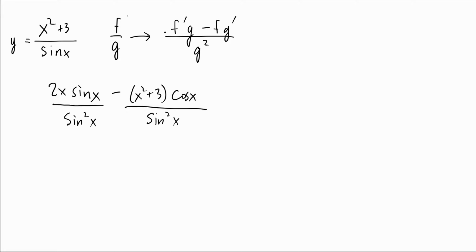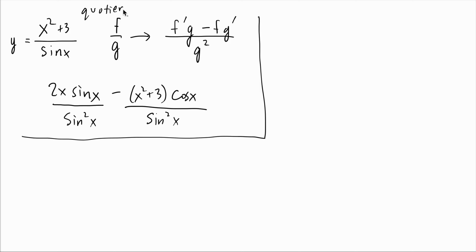All right, so this was method number 1. Great. Okay, so we just used the quotient rule. Method number 2, we could use the product rule.